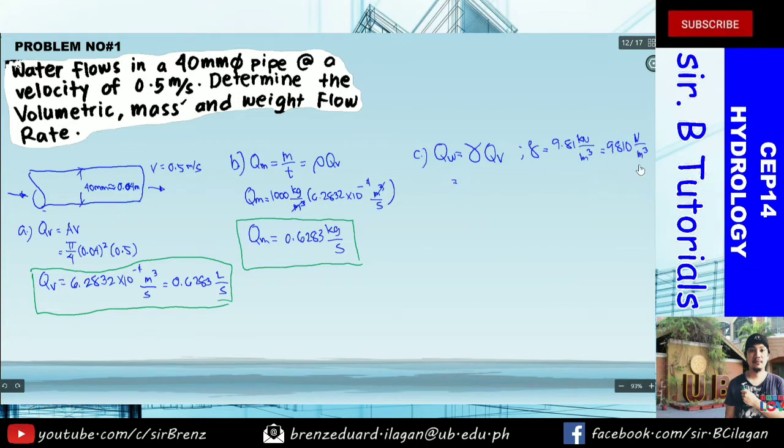Okay, so ang gawin na lang natin is ito yung gamitin natin para yung answer na makuha natin is in terms of Newton. So Q sub W is equals lang sa 9810 Newton per cubic meter and then multiply by the volumetric flow rate na 6.2832 times 10 to the negative 4 cubic meter per second. Again, cancel mo lang yung cubic meter. So, ang natira na lang is in Newton per second.